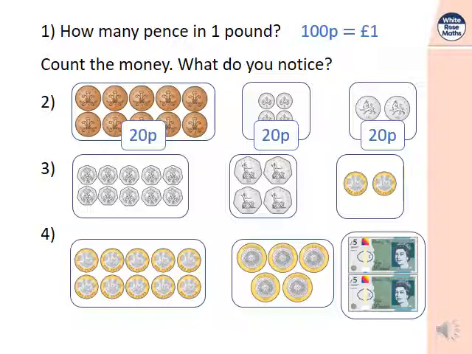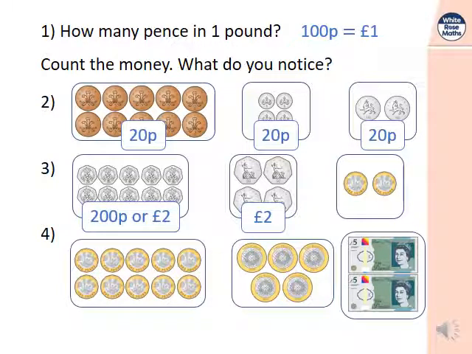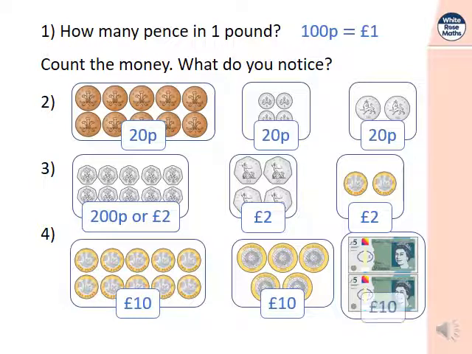Question 3 repeated the same. They were different amounts of different coins, but they all had the same value. So for the first one, there was 200 pence, which is the same as £2. It was £2 in 50p's and £2 in £1 coins. And for question number 4, they were all worth £10 in £1 coins, £2 coins and £5 notes. Well done if you managed to do those ones, and we'll move on.